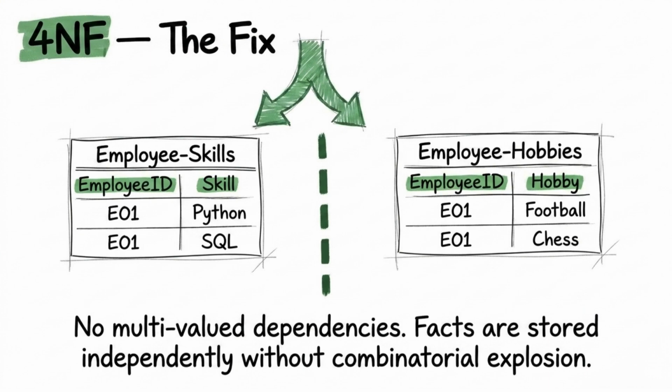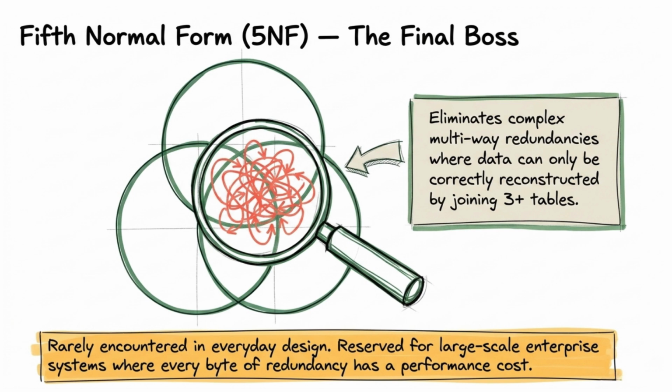4NF, the fix. The solution is to split into 2 completely independent tables. Employee skills records skills alone. Employee hobbies records hobbies alone. No more combinatorial explosion. Facts that have no relationship to each other are now stored exactly as they should be, completely independently.